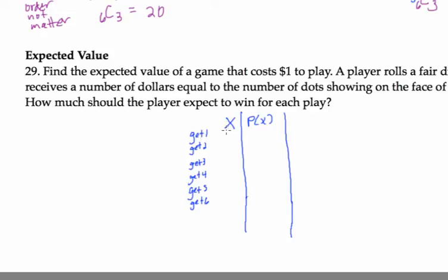I make myself a probability distribution. Under X, I put the net gain. On the side, I like to put a little cheat sheet, like what will happen. Well, if I get a 1, what's my net gain? Well, I win $1, but I paid $1 to play, so my net gain is 0. If I get a 2, I get $2, but it cost me $1 to play, so my net gain is 1. If I get a 3, I get $3 minus the 1 for the $1 to play, and so on.